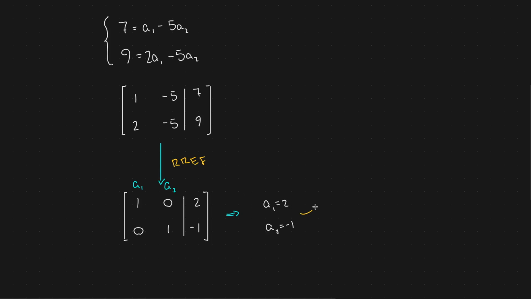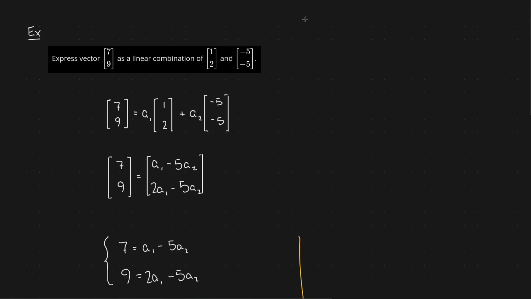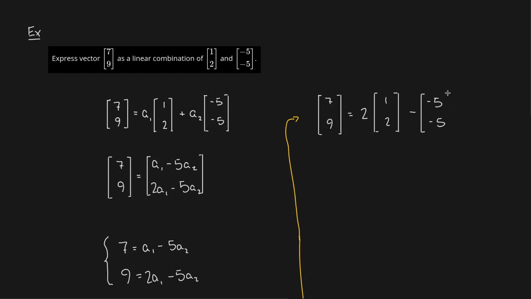Let's do that. I'll pull it up here so we can see everything. So 7, 9 is equal to a1, which we found was 2, times vector 1, 2, plus a2, which we found was -1. So I'll go -1 times vector -5, -5. And now I have expressed this vector as a linear combination of these other two vectors.